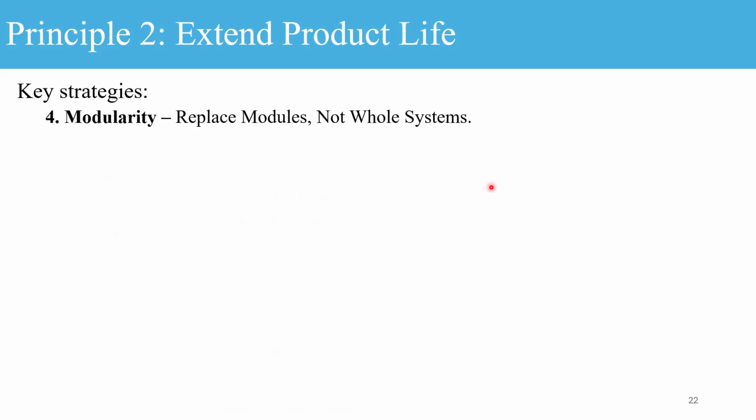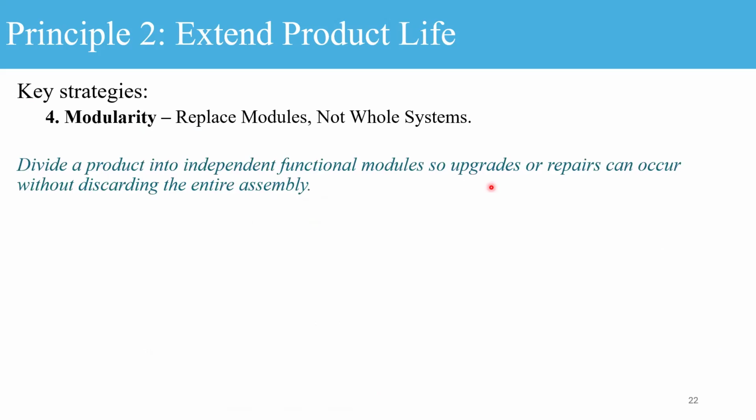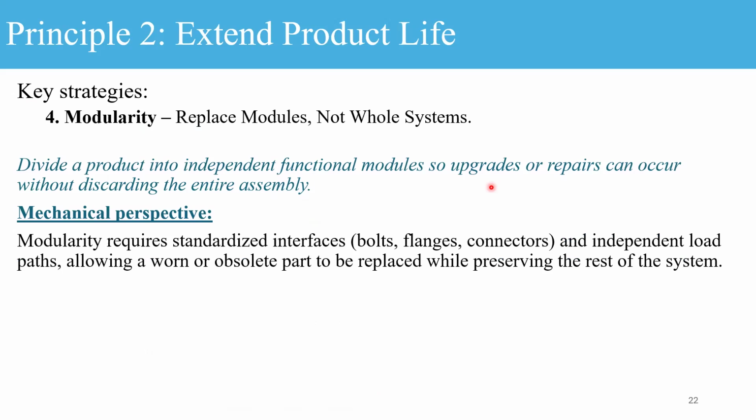The fourth key strategy for extending the product life is modularity. That way you can just replace modules and not the whole systems. The whole idea here is to divide a product into independent functional modules so that upgrades or repairs can occur without discarding the entire assembly. From a mechanical perspective, modularity requires standardized interfaces, bolts, flanges, connectors, and independent load paths, allowing a worn or obsolete part to be replaced while preserving the rest of the system.